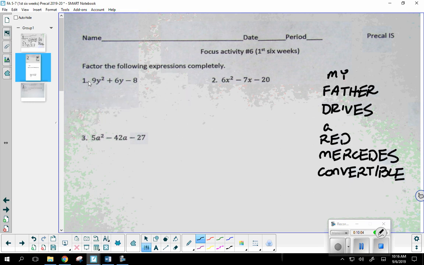Number 2, 6x squared minus 7x minus 20. Okay, I want to break this apart. What do I multiply? 6 times negative 20, so that gives me a negative 120. Negative and a positive. Okay. So I need two numbers that will multiply to give me negative 120, but add to give me negative 7.